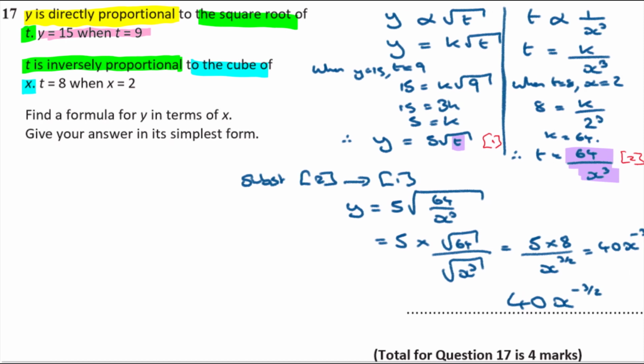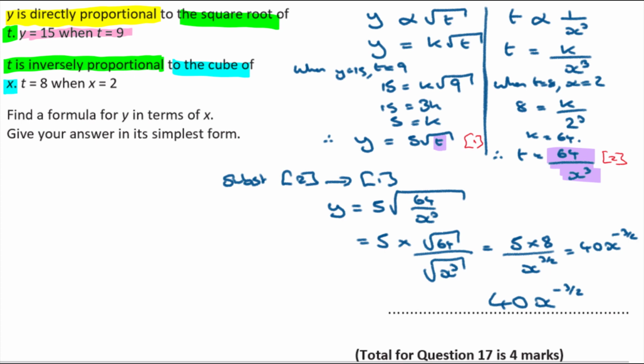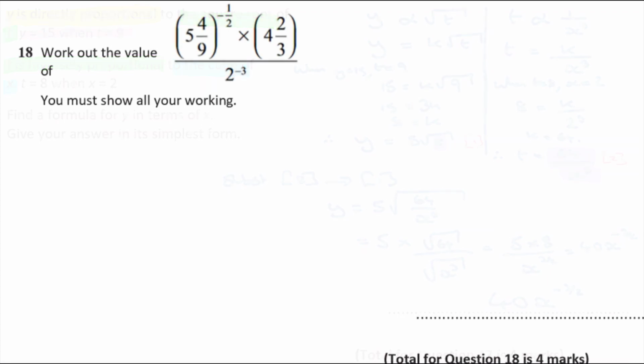I think part of it's fallen off the screen. I'm just going to move it over so you can see the full solution. Question 18. Work out the value of 5 4/9 to the power of negative a half times 4 2/3 all over 2 to the minus 3. Okay, well this looks like a bunch of fun.